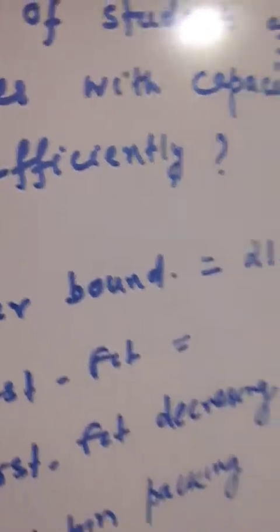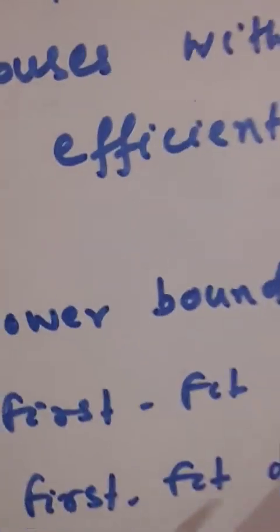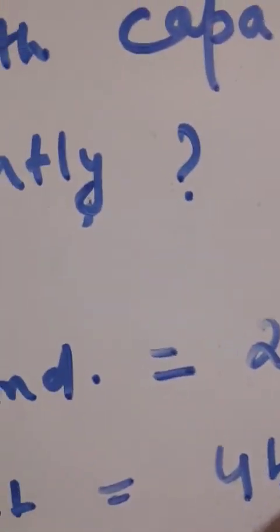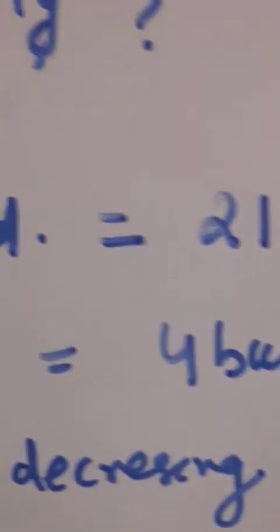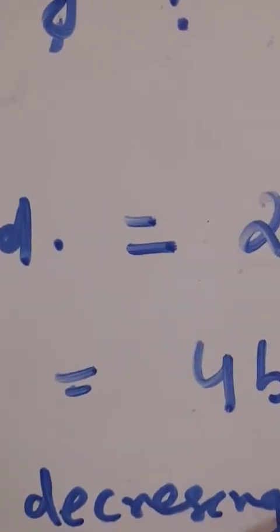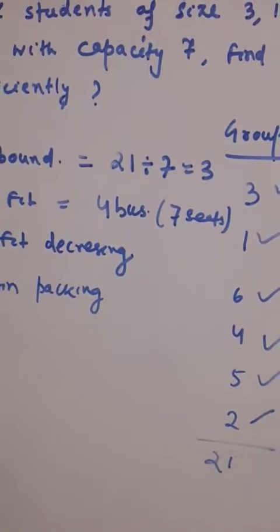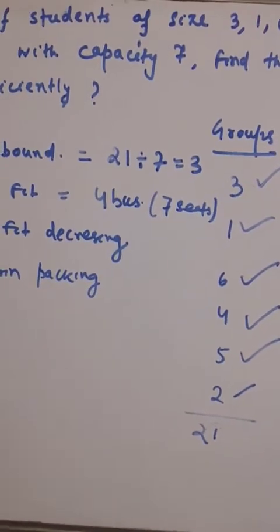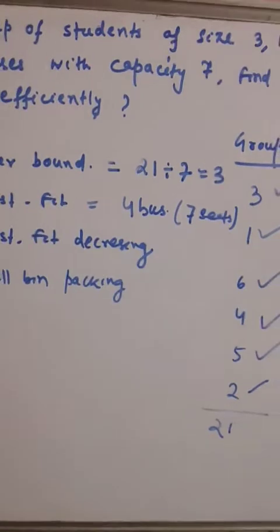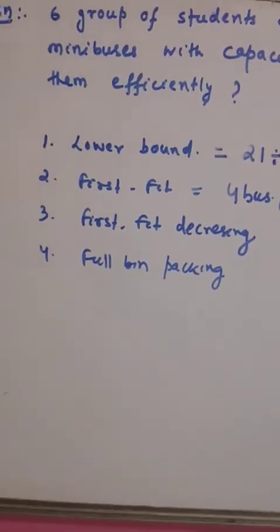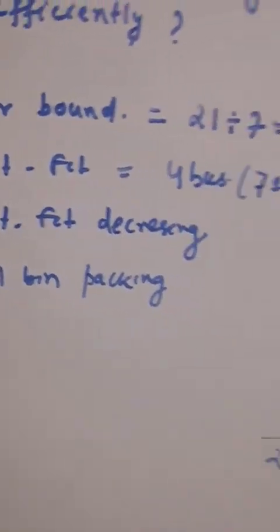So in first fit approach, 4 buses required with 7 seats vacant or unused. 4 buses used and 7 seats vacant. Got it? Now we'll go for the first fit decreasing, the second approach.